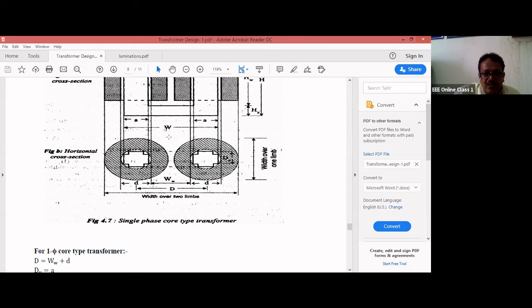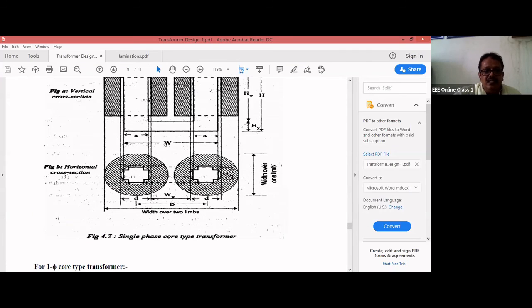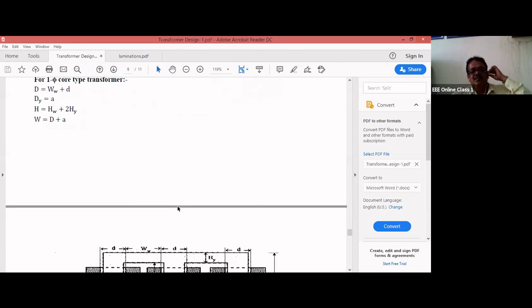Then I get the overall length of the yoke, or overall length of the frame. So W is equal to D plus A. This is D, this is half A, this is half A. So D plus A. This is for a single phase core type transformer.